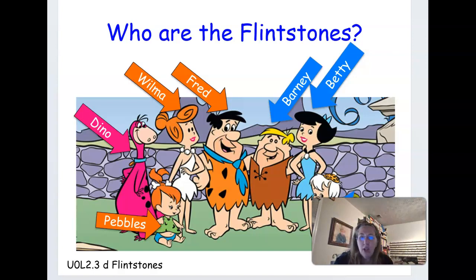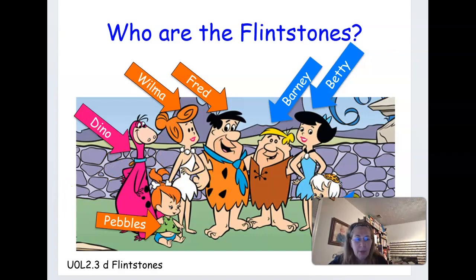You have Fred and Wilma Flintstone and their daughter Pebbles. You have a purple dinosaur named Dino. Their neighbors are named Barney and Betty Rubble, and their son's name is Bam Bam. And they actually have a cat, a saber-toothed cat. So we have Pebbles, Fred and Wilma, Barney, Betty, Bam Bam, and Dino.